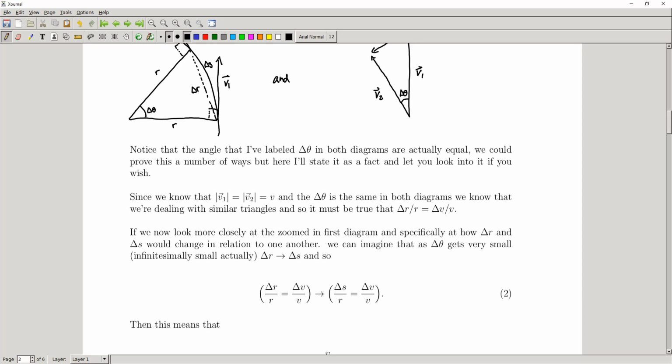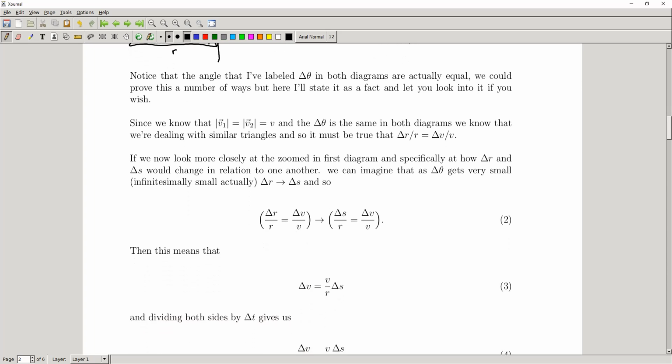So we could show this using calculus, but again, this is not a calculus-based course, so we're not going to go through the whole proof. We're just going to have to accept that as delta theta gets extremely small, delta R goes to delta S. And if that's the case, then the equation that we talked about just above, where delta R over R is equal to delta V over V, will then go to delta S over R is equal to delta V over V. And then at that point, we just take that equation and rearrange it in the form that we see here. Okay, so we have that there.